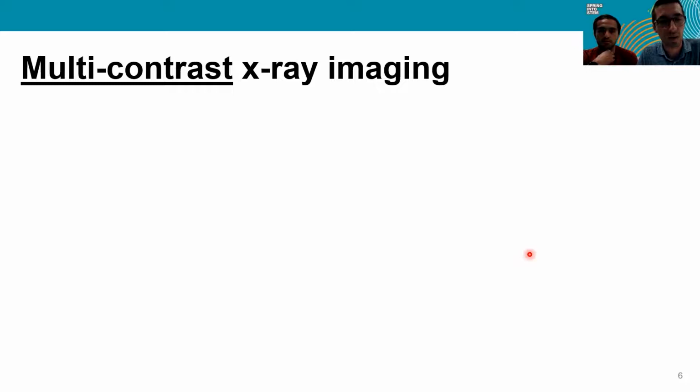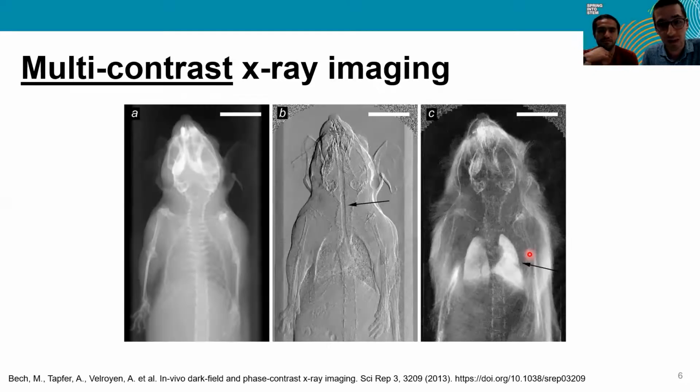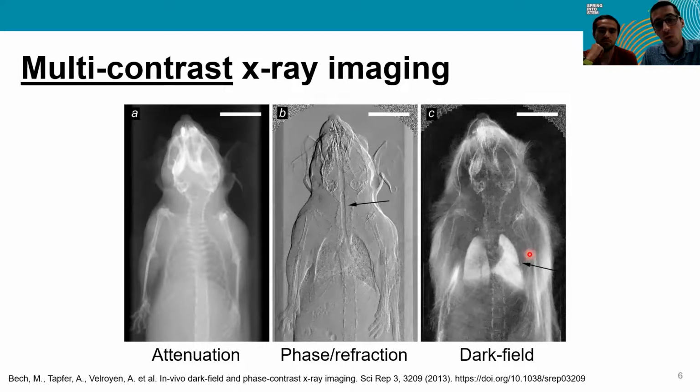Okay, we're focused again. This is a perfect example of this. So we have a mouse imaged with attenuation, with phase refraction, or with dark field. You can see that each of them brings something to the table. So we see here the skeleton perfectly. Here we see, for example, the respiratory system very well, which we couldn't see in attenuation. And here we see the lungs very well and all the hair very well. So each of these contrast imaging techniques brings something to the table, and combining them can help us learn a lot more and see details that would otherwise be invisible.